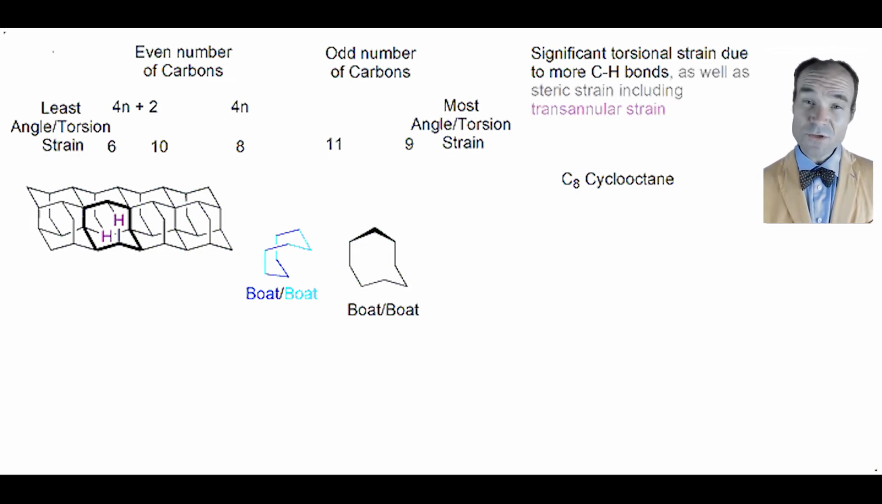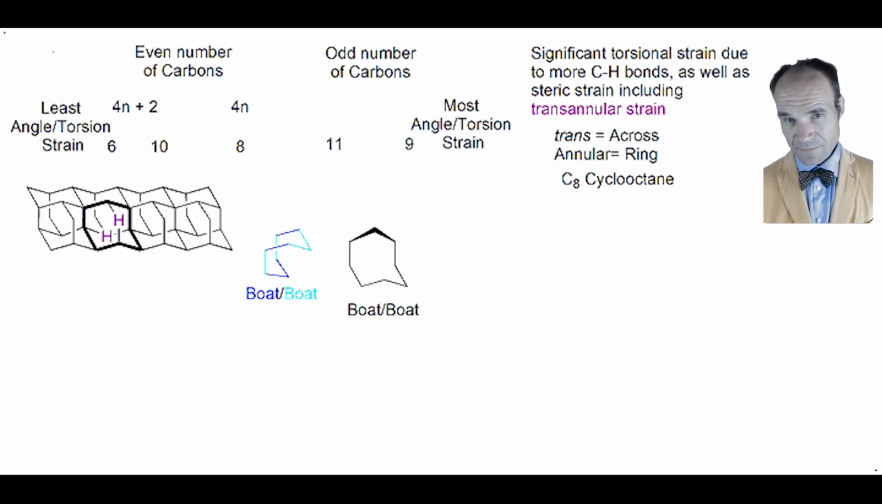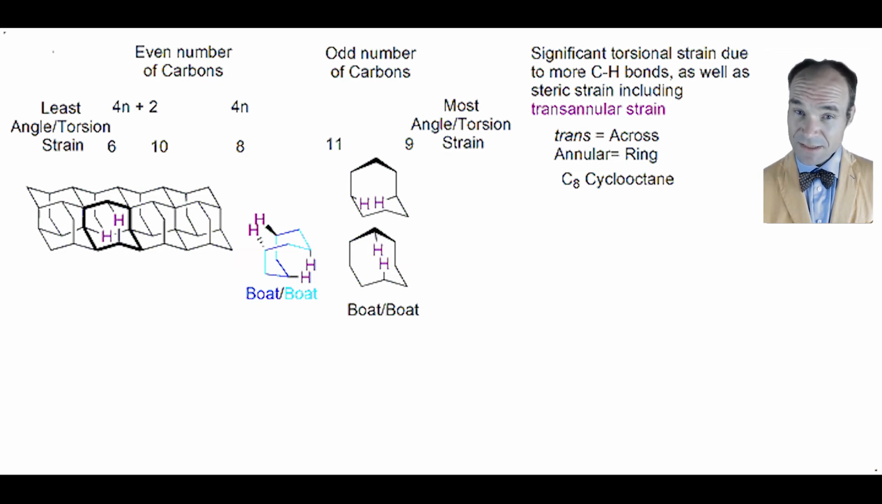This is typical of transannular ring strain, a form of steric strain. Trans means across, and annular means ring, so strain across the ring. The boat-boat conformation has two such transannular strain interactions, marked in purple. This prohibitively raises the energy to a level such that the boat-boat conformation will not form.